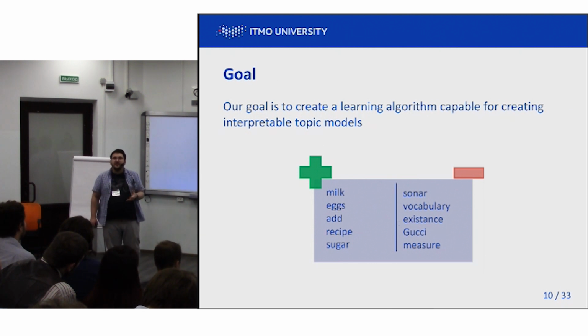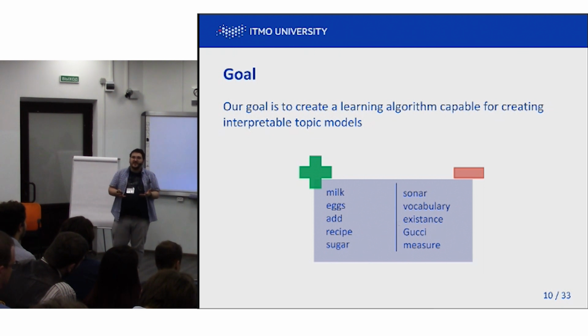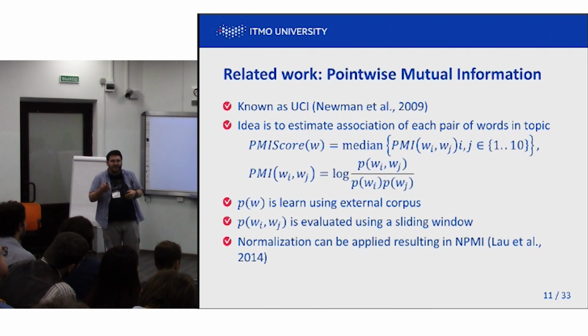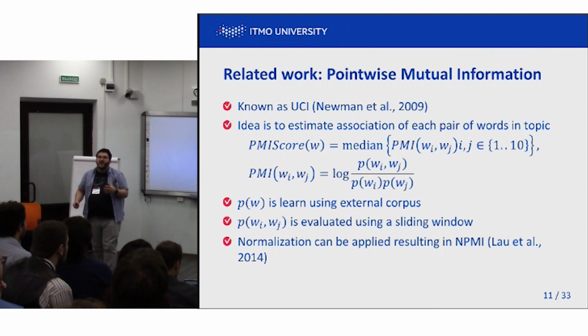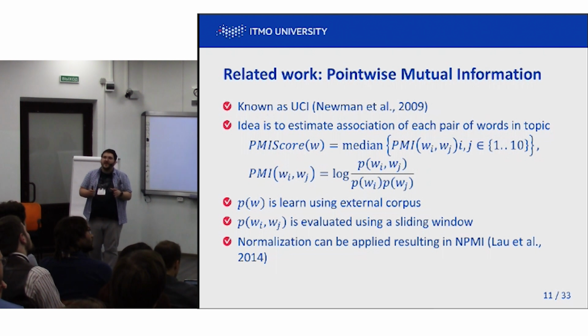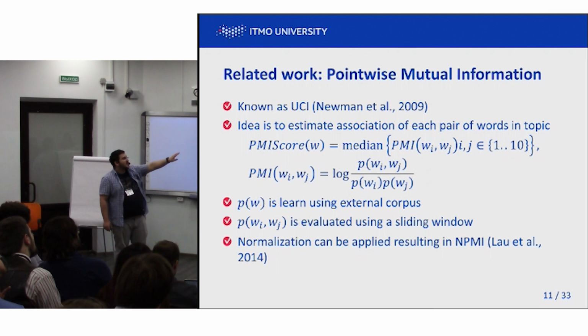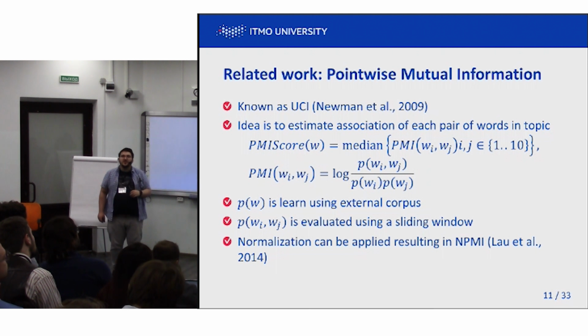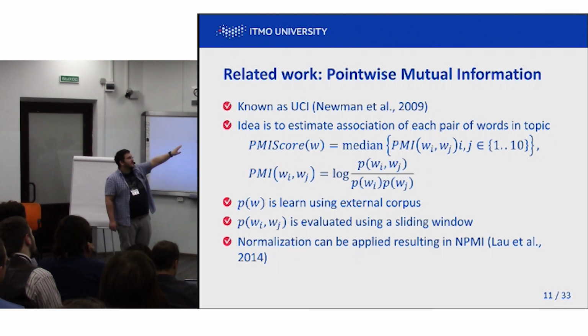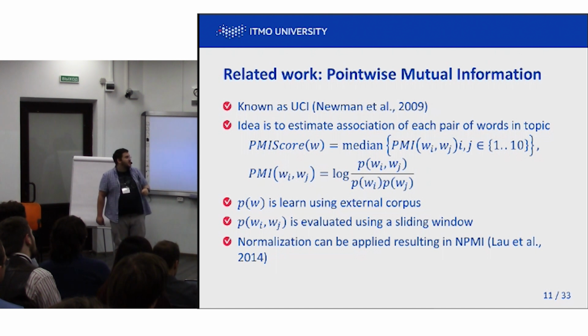So what we're trying to solve in this paper is to build an algorithm which can automatically build interpretable topic models. When we started to do this, we found plenty of works related to building something interpretable, most of them related to the most probable words. Maybe the first one was pointwise mutual information, which is known as UCI. The idea is to estimate how well associated each word is in the list of most probable words.